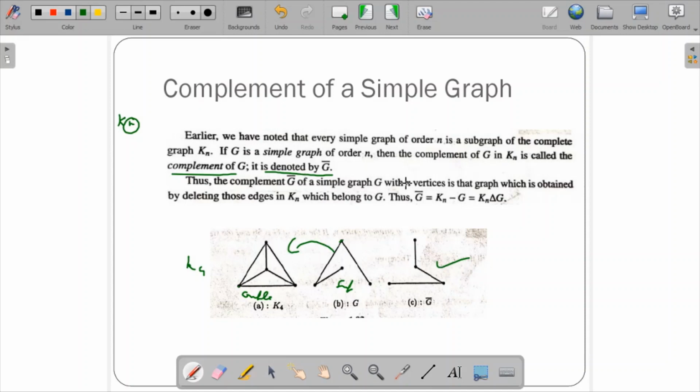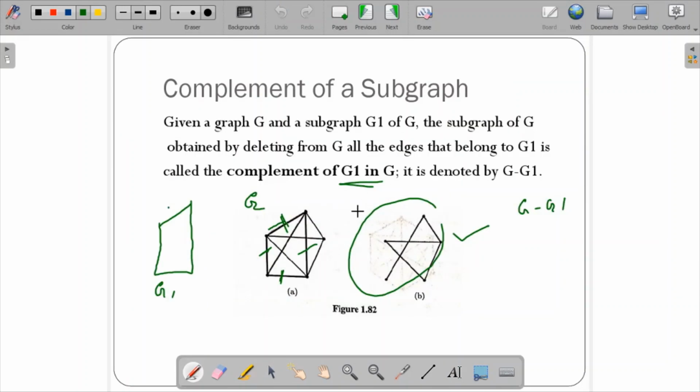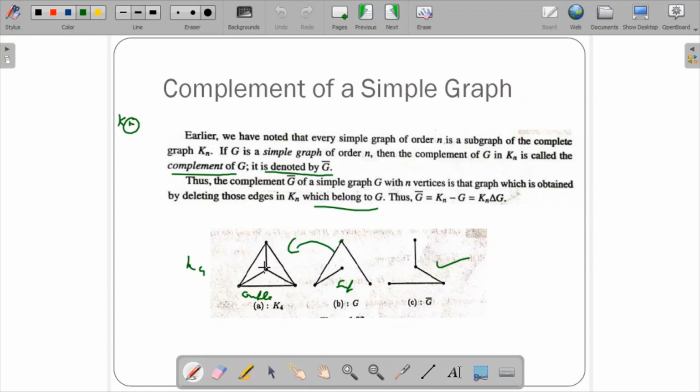Thus the complement of a simple graph G with n vertices is the graph obtained by deleting those edges in Kn which belong to G. The meaning is the same as what we have seen in this particular concept, but here, from the complete graph I'm going to delete the simple graph. So if I delete this simple graph from this complete graph, it would give me the complement of the simple graph. So this formula is very important: G bar is equal to the complete graph minus the normal graph. That is also represented as the ring sum, the difference between the complete graph and the normal graph. So this is regarding the complement of the simple graph.